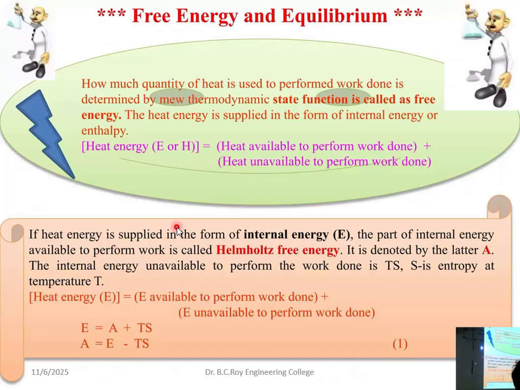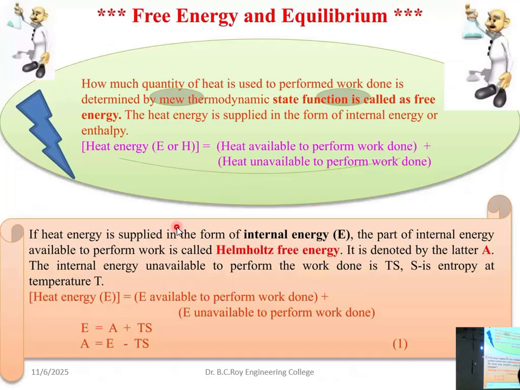Del G negative is called the necessary and sufficient condition for spontaneity. For the condition of spontaneity, what condition? Del G must be negative. That is the only condition. Then the process will be spontaneous. And if del G is not negative, it is not spontaneous. And if del G equal to 0, equilibrium.